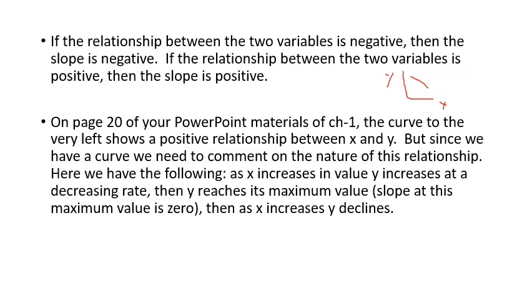Okay, if the relationship between the two variables is positive, then the slope is positive. This is an example of a positive slope. This is x. Sorry, because I'm using the mouse. And this is y. A relationship like this is positive. Here, when x goes up, y goes up. When x goes down, y goes down.